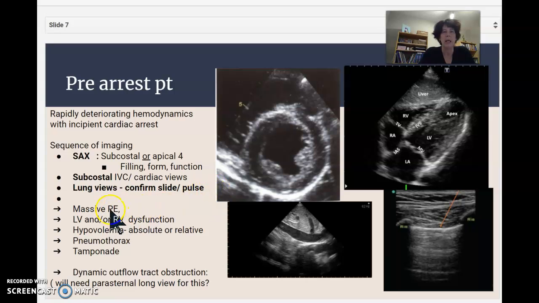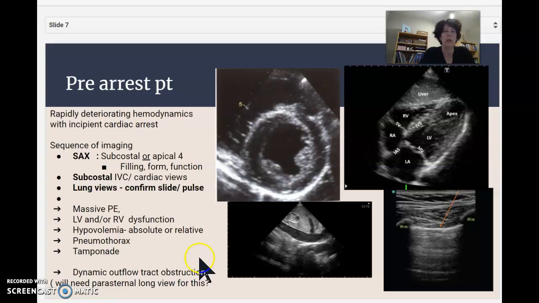So what would a massive PE look like? A massive PE would give you a very small LV, large RV with a D-shaped septum. Severe LV and RV dysfunction, you would see the heart really not contracting very well, same for the RV. Hypovolemia, absolute or relative, would give you a very hyperdynamic RV, LV with very little fluid in it and a very collapsed IVC. The massive PE, by the way, and the RV dysfunction here would give you very dilated IVCs. Pneumothorax, we would see on our lung scan, and tamponade, we would see in either of those two scans.